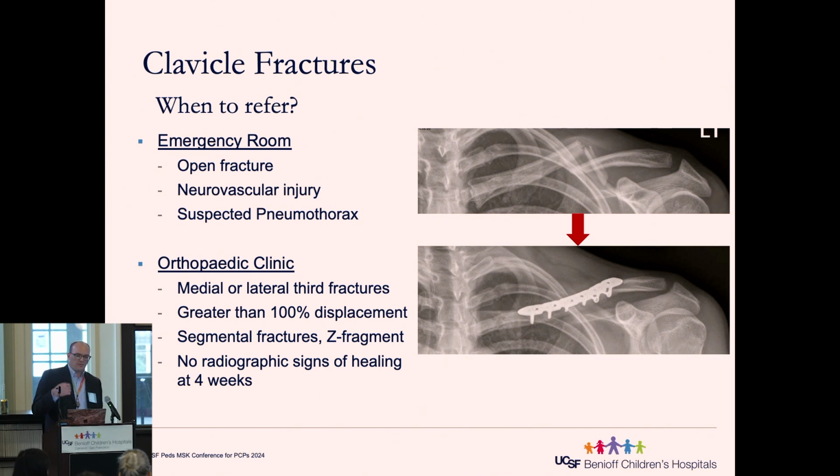Usually we are probably more commonly being asked to follow medial or lateral clavicle fractures because there can be some potential issues with displacement. It's more concerning there, as well as long-term function in the shoulder, and segmental or Z fragments. So when you see this sort of extra piece and really displaced, those are some that sometimes we will fix surgically.